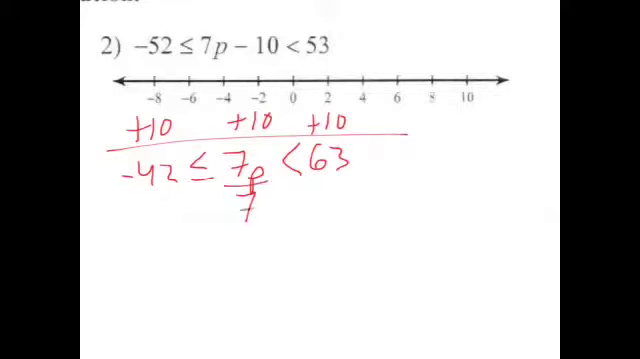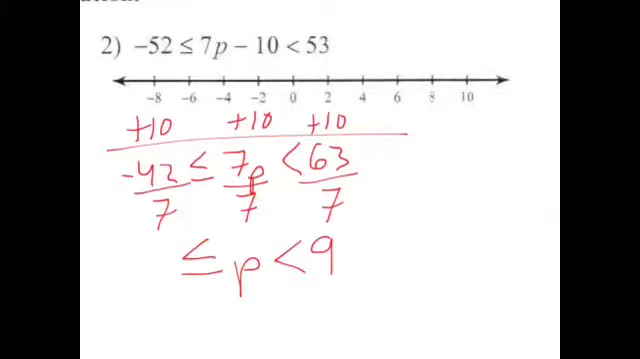If you divide by 7 on all sides, you'll get p less than 9 and negative 6 less than or equal to p. So now here's my inequality. And really to graph that, you just go to negative 6, put a circle there, and I'm going to fill it in because it says less than or equal to.